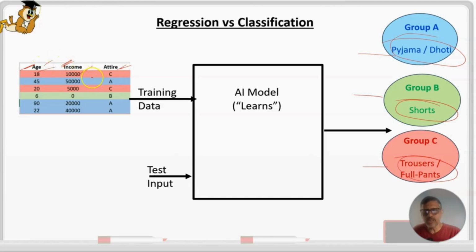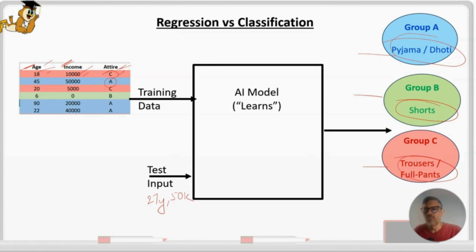You basically polled a number of people, you asked them their age, you asked them their income, and you saw what they were wearing, and you put the category over here under attire. So we saw this example in the past. Then given a test input, so if you were told that there is a guy whose age is 27 years and whose income is, let's say, 50,000 rupees, you wanted to predict what he would be wearing. In other words, you wanted to predict in which category or class that test input would fall. So this was a classification problem.